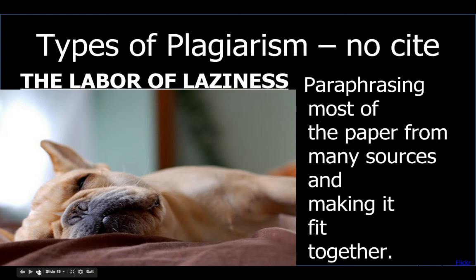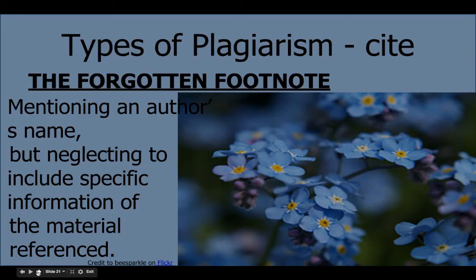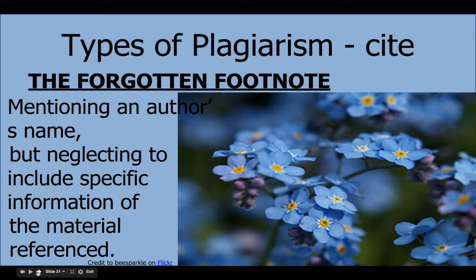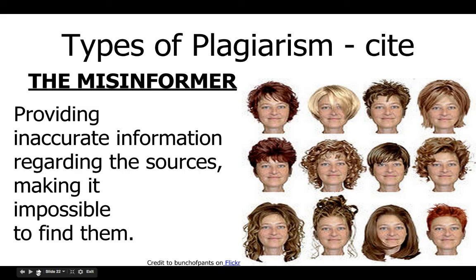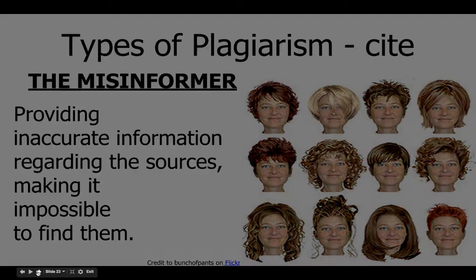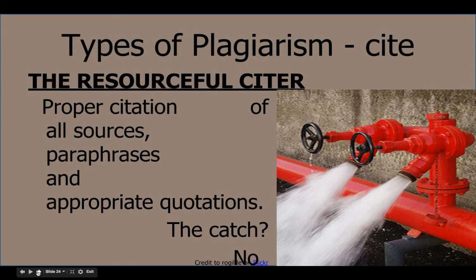Then we start looking at types of plagiarism where the citation has been made, but it has been done inaccurately, and whether by neglect or purposeful, it still is an issue of plagiarism: the forgotten footnote. The misinformer. The too perfect paraphrase. The resourceful citer.